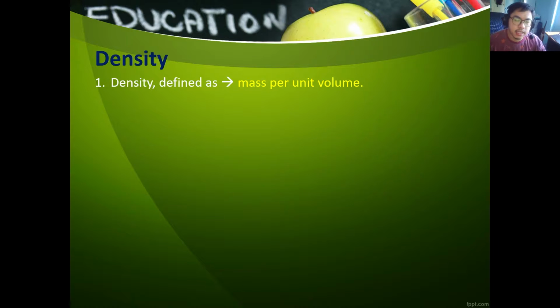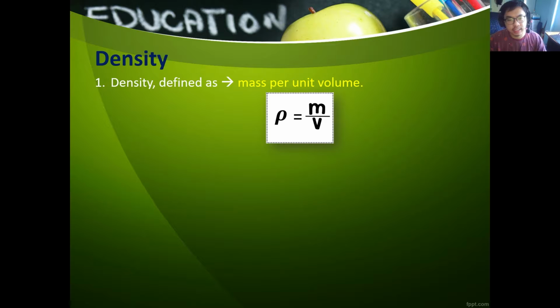So we define density as the mass per unit volume, how much mass is inside the substance for every meter cube. And density can be calculated using this formula, where this symbol here is the Greek letter rho. You write it down like this. This is the symbol for density. M is mass and V is the volume.